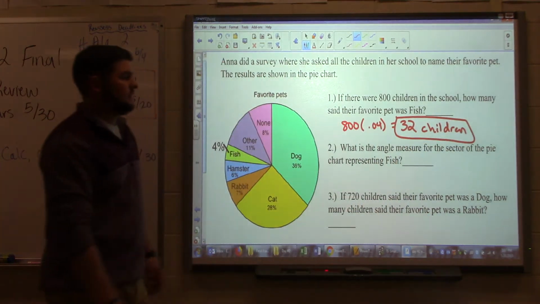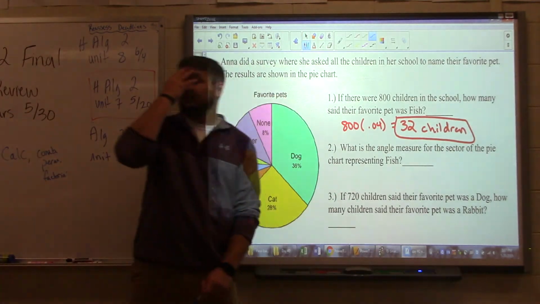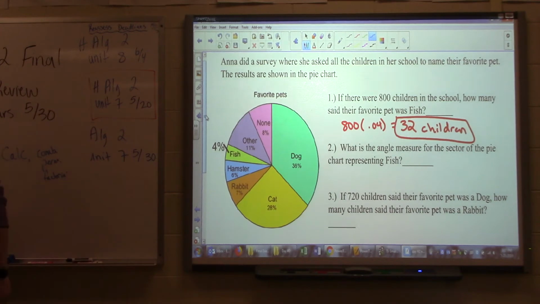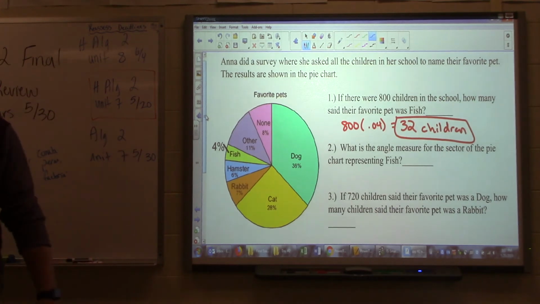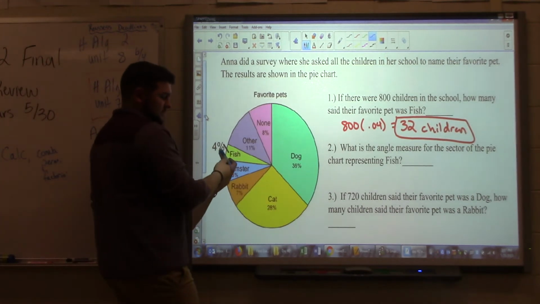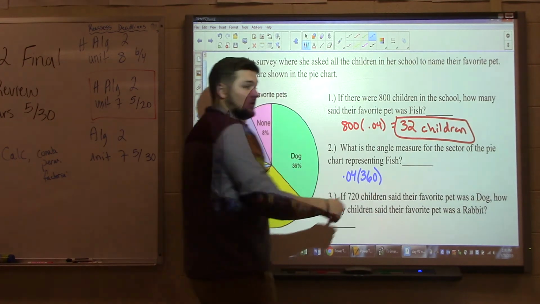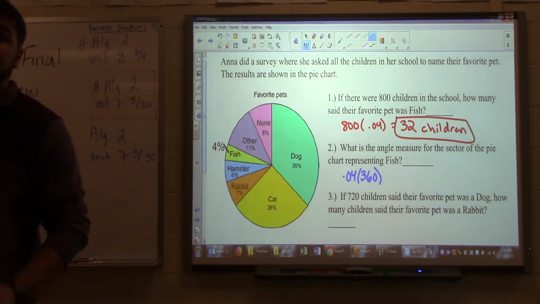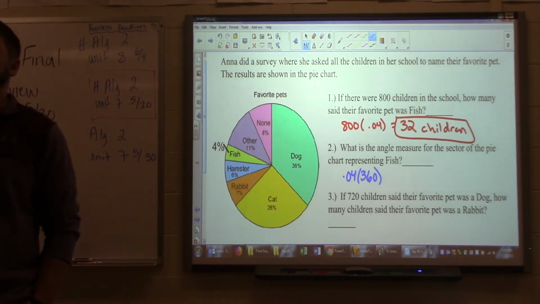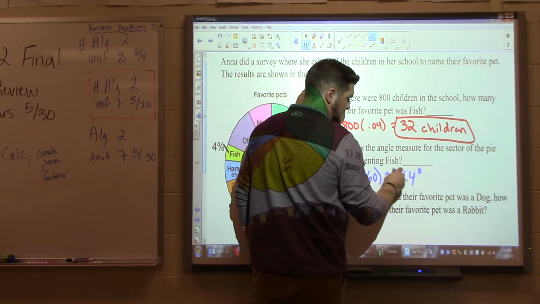Awesome. All right. What is the angle measure for the sector of the pie chart representing fish? So we know it's 4%, but what angle measure would that be? 14. Where do you get that from? Same thing, just with 360. Why is it just a 360 now? That's a circle. There's 360 degrees in the circle. So if I take the percentage that's fish, 0.04, and I multiply by 360, because that's the whole circle, it should tell me what part of the circle is the fish, right? What do you get to the nearest tenth? 14.4. 14.4 degrees.